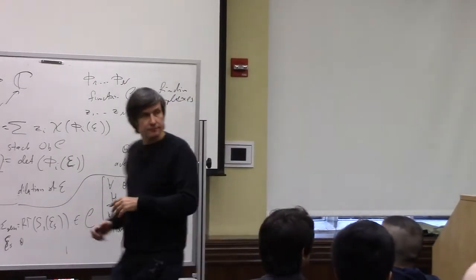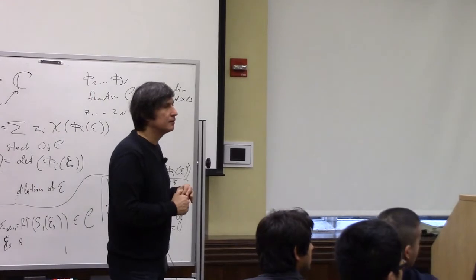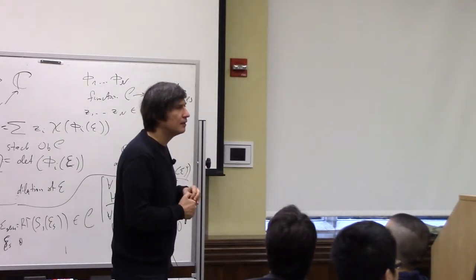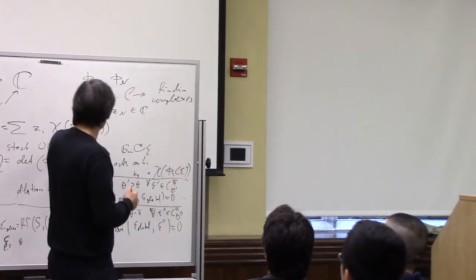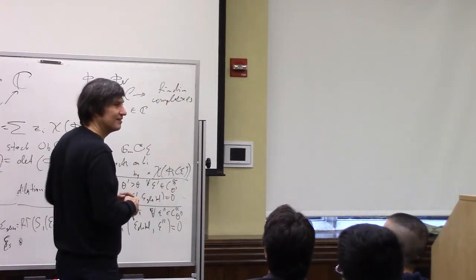Do you need some conditions on the phi i in order to actually get a line bundle? Nothing. Just this definition, the determinant is the line bundle.